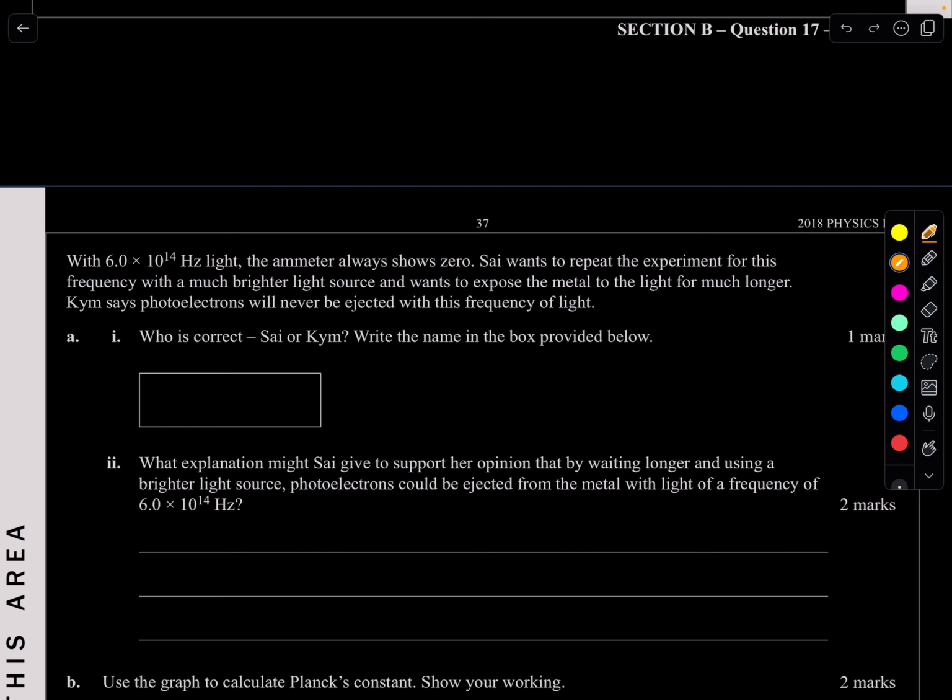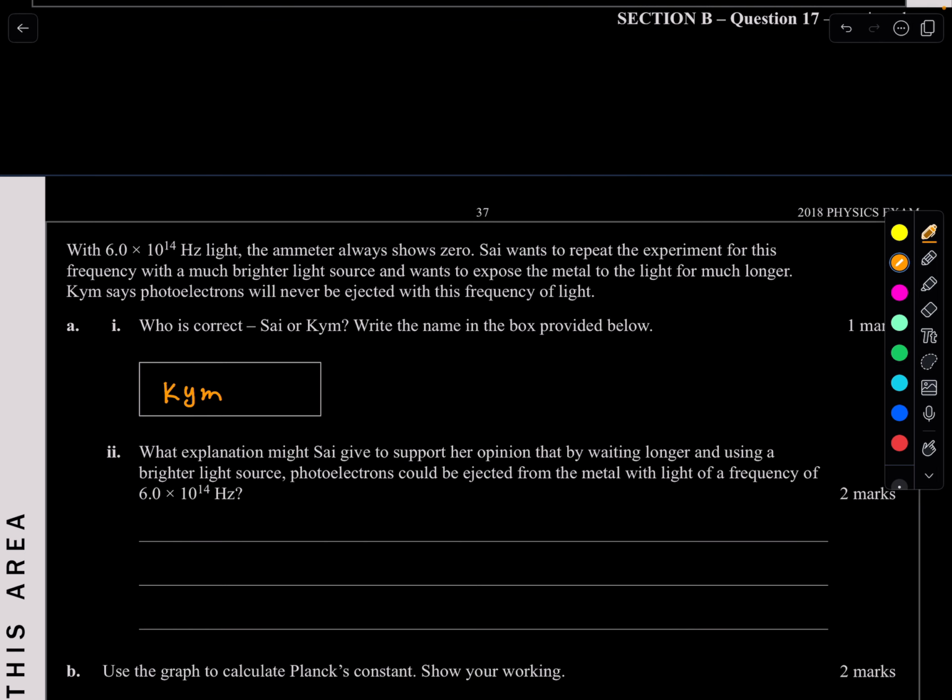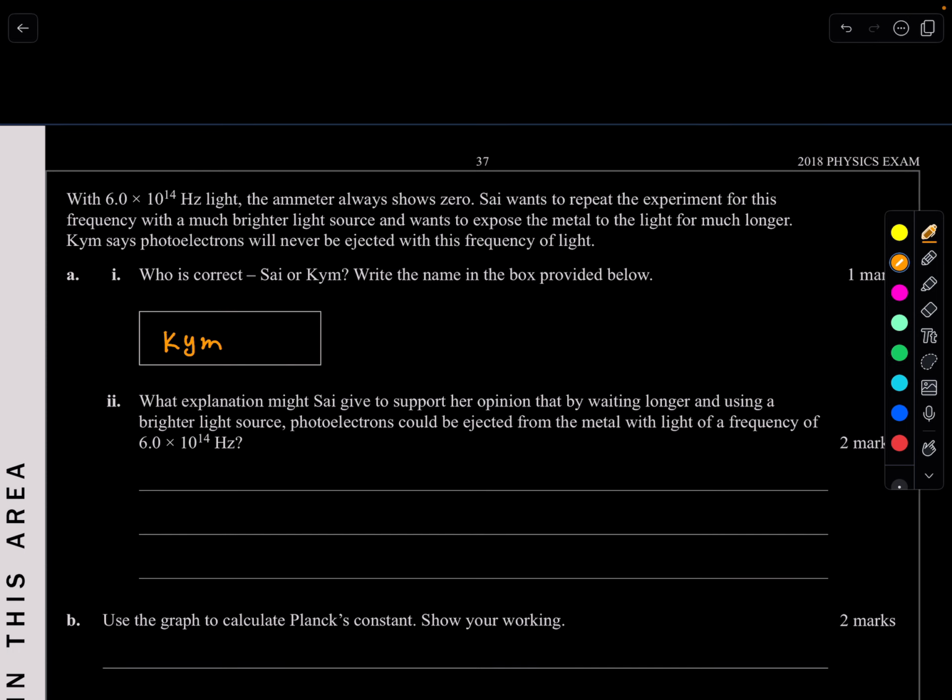Basically, Kim is true. They will never be ejected with this frequency. Who is correct, Sai or Kim? Right answer, Kim, basically. Easy. What explanation might Sai give to support her opinion that by waiting longer and using a brighter light source, photoelectrons could be ejected from the metal with a light frequency of this?